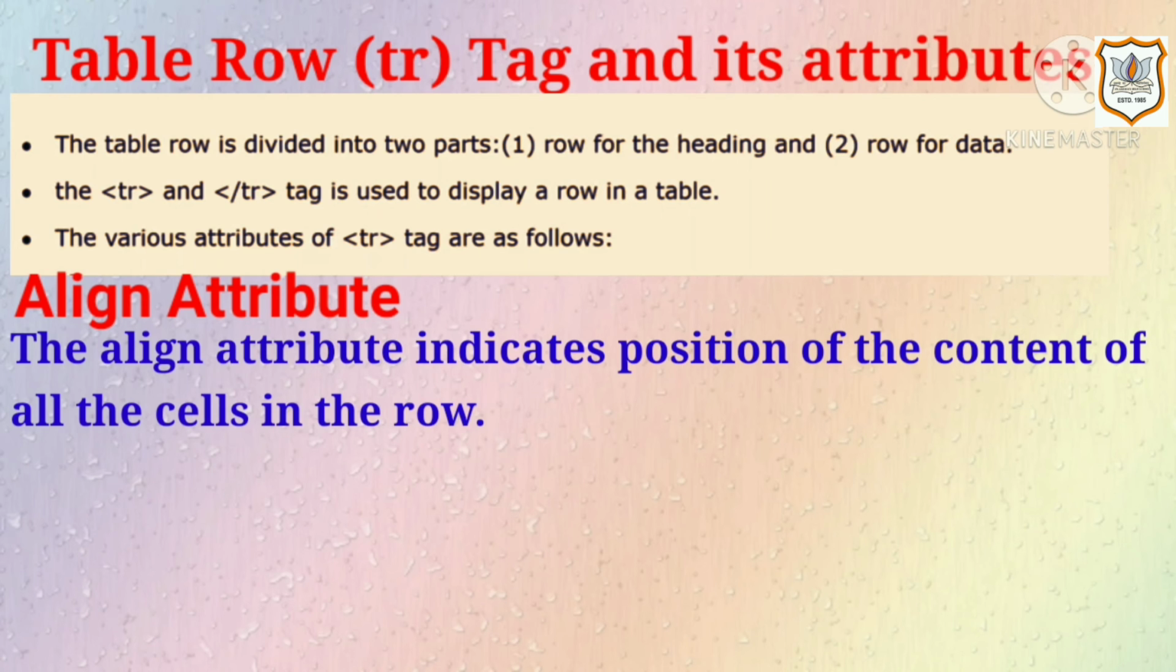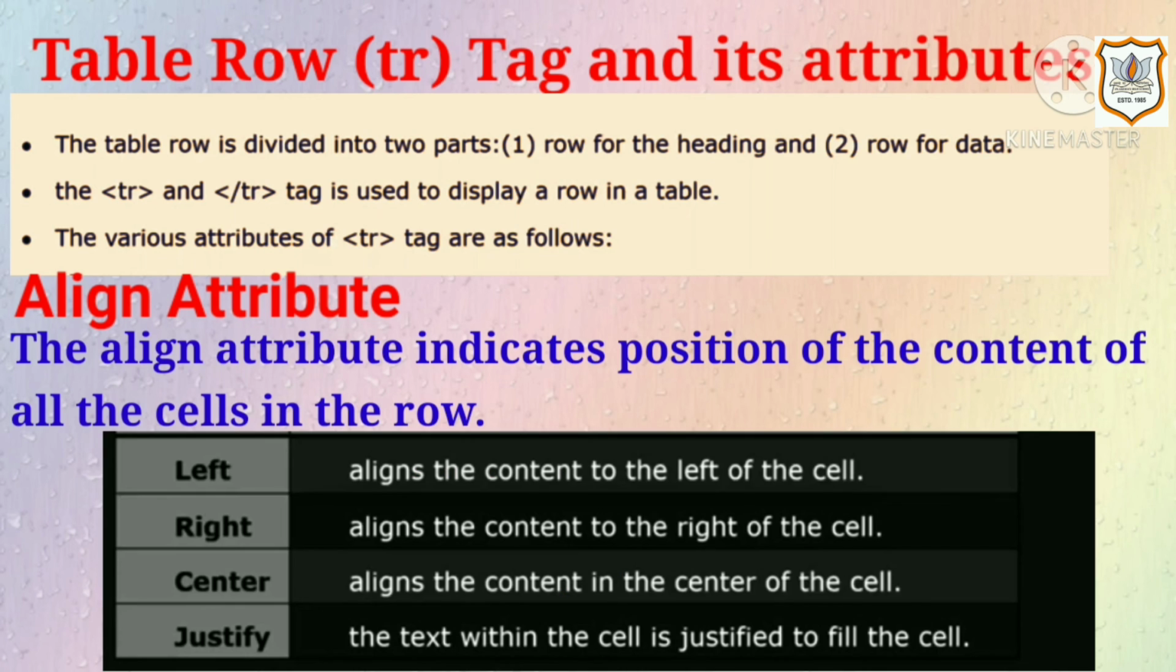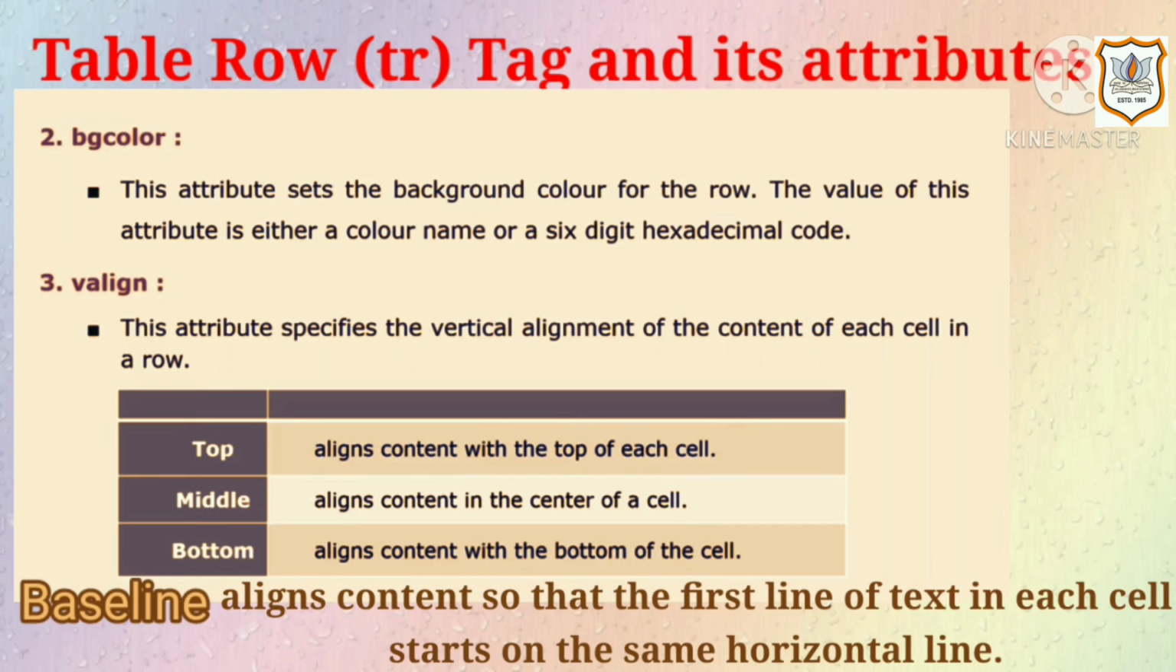The TR and /TR tag is used to display a row in a table. The various attributes of TR tag are: first one is align. The align attribute indicates position of the content of all the cells in the row. The align attribute takes values such as left, right, center and justify. Next attribute of TR tag is BG color. BG color attribute sets the background color for the row. The value of this attribute is either a color name or a 6-digit hexadecimal code.